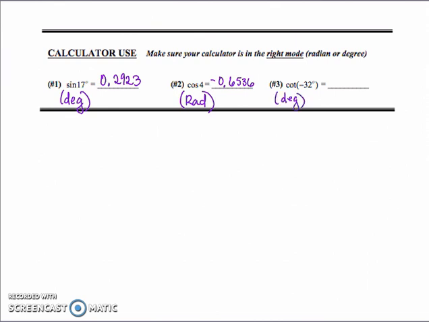And then finally, our last example here is in degrees. So we're going to go back to degree mode on our calculator. And if we are trying to find the cotangent, remember cotangent is the reciprocal of tangent, okay? So what you could do on your calculator is just do the tangent of negative 32 degrees and then do 1 divided by that value. You should get for your answer negative 1.6003.